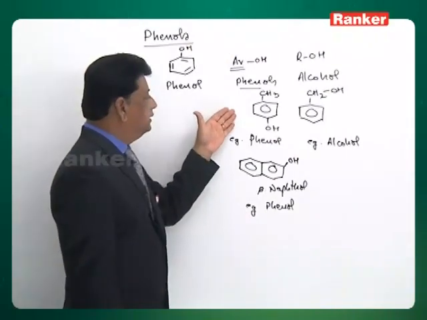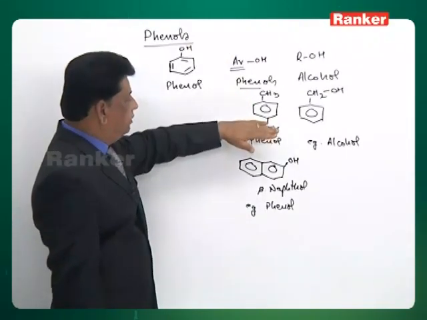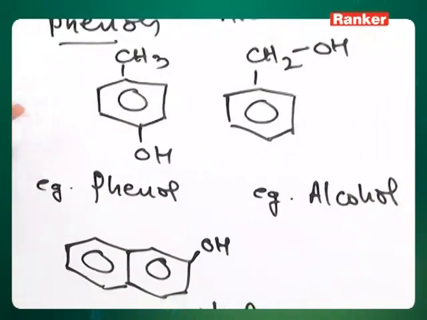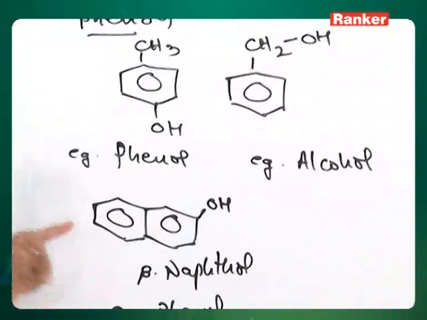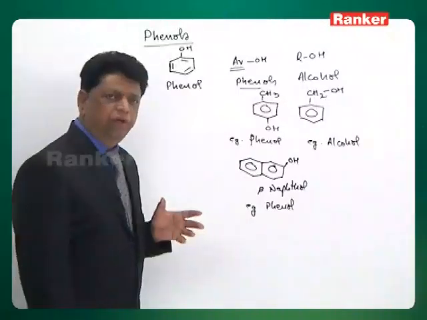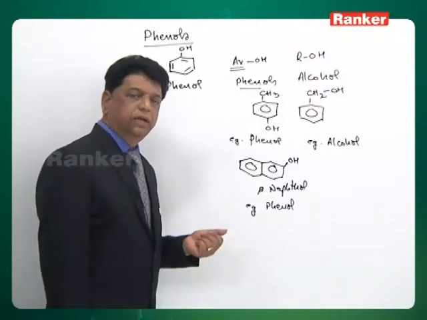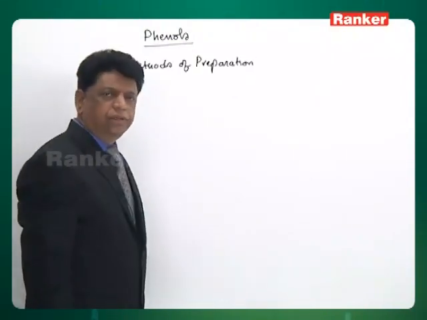However, this one with a methyl and OH is called cresol, para-cresol. It is also an example of a phenol. Naphthol is also a phenol. All phenols show common properties. So let us see how the phenols are prepared. So, preparation methods for the phenols.